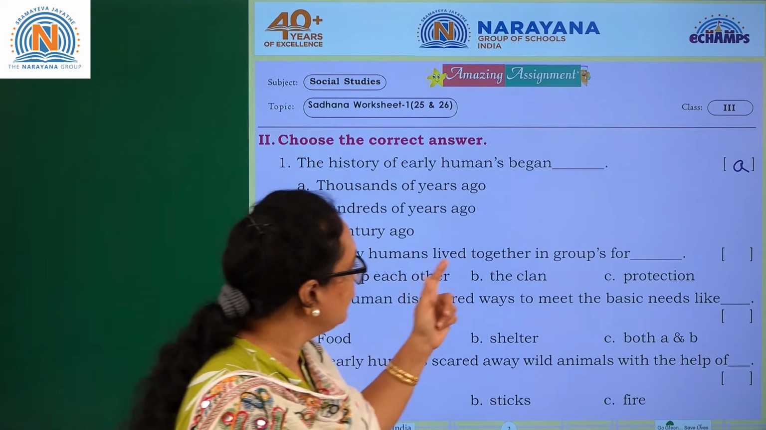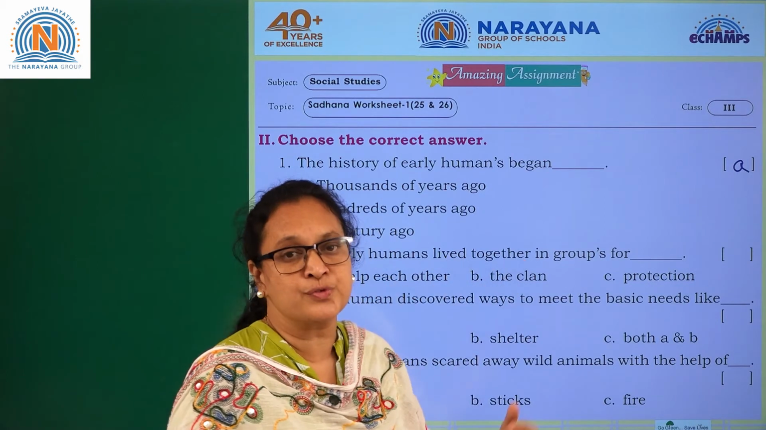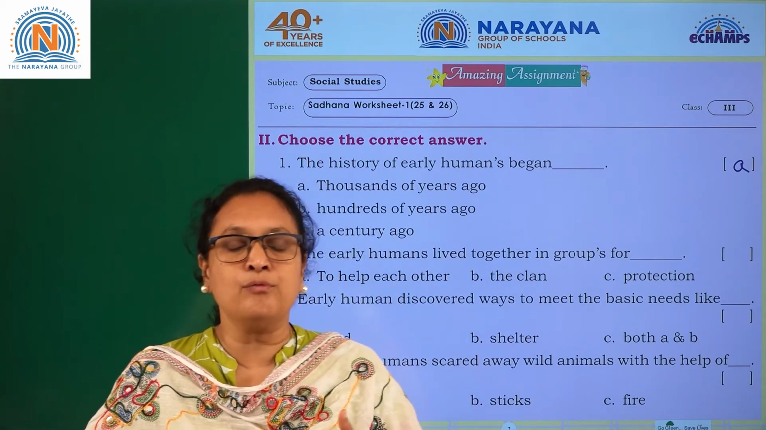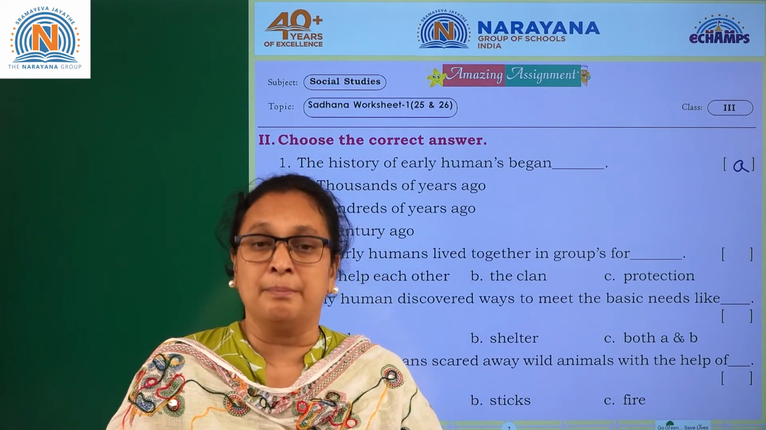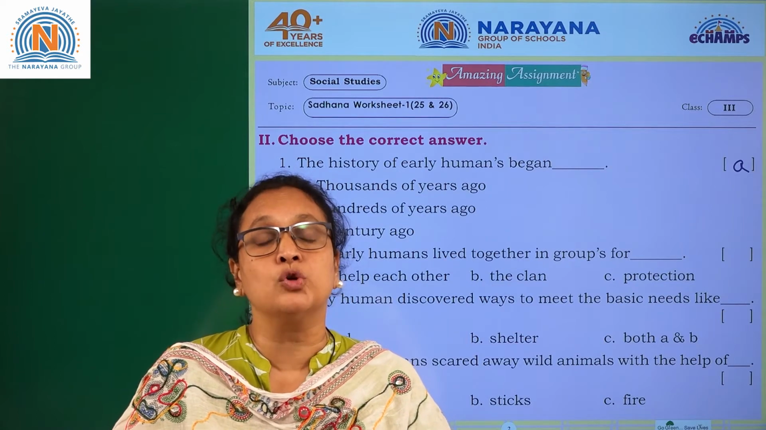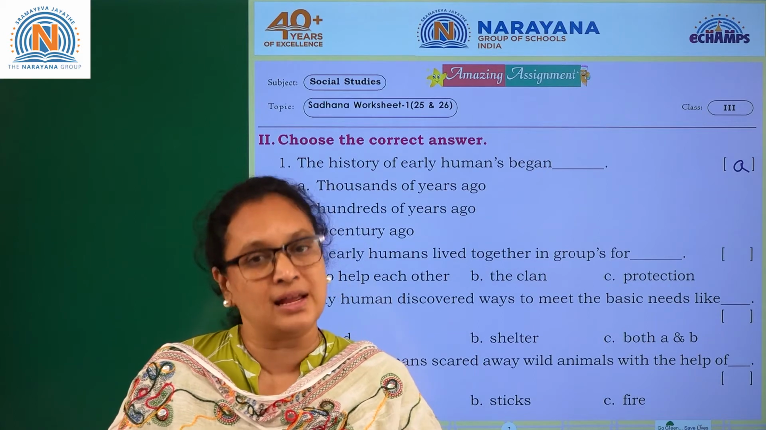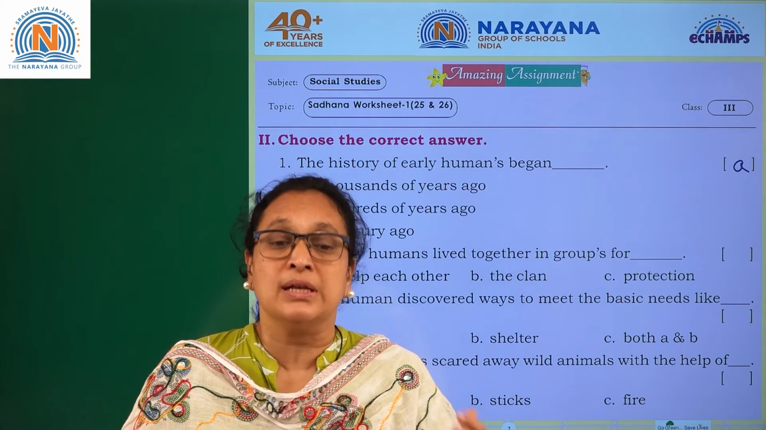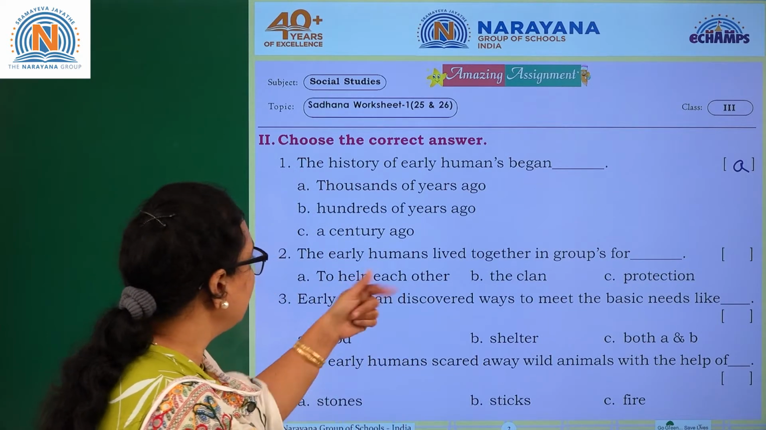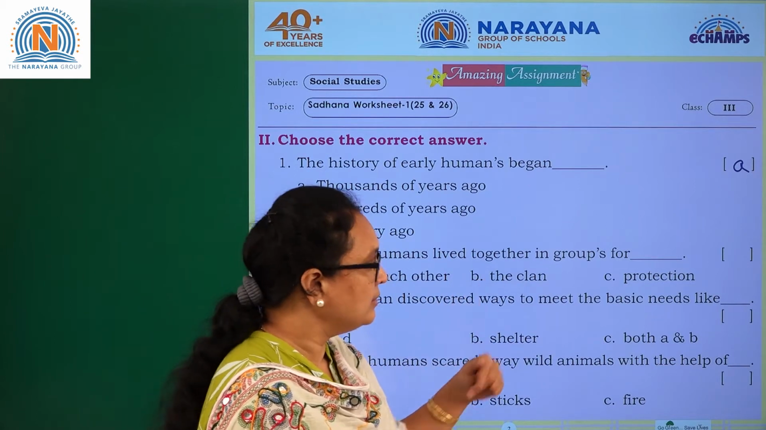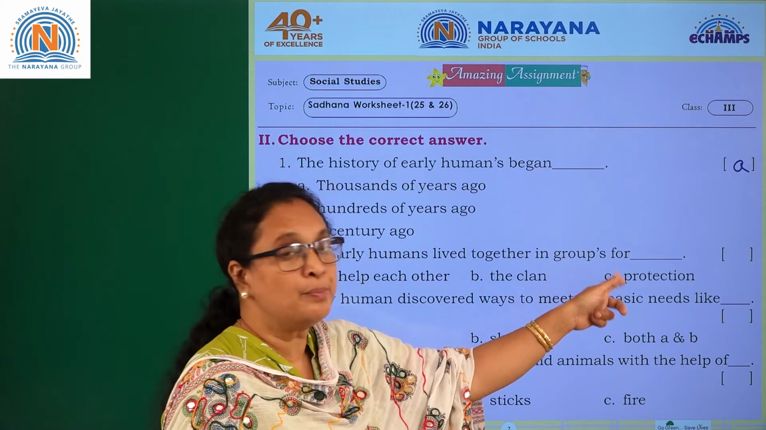The early humans lived together in groups for... You know, by the time they came to the new Stone Age period, definitely they started living in groups. But for what purpose? To protect themselves from the natural disaster or from the wild animals. Okay, let's read what options we have. To help each other, the clan, or protection. So to protect themselves. The answer is group for protection.